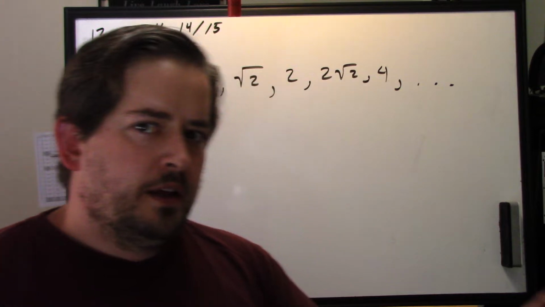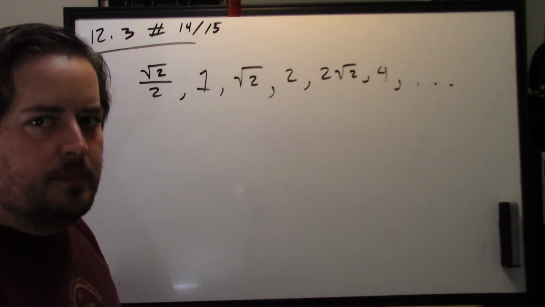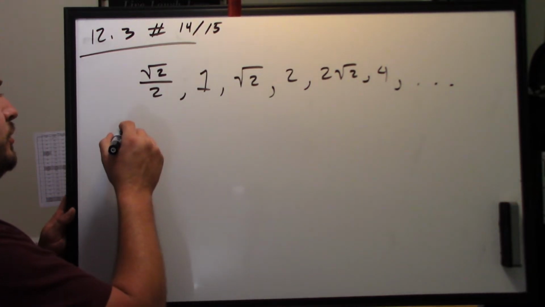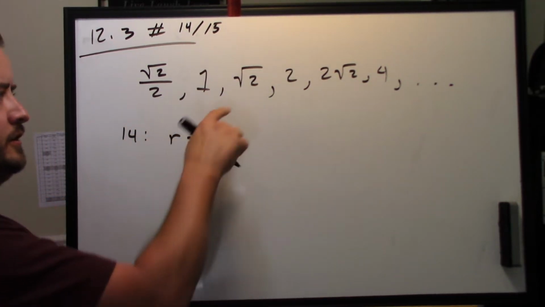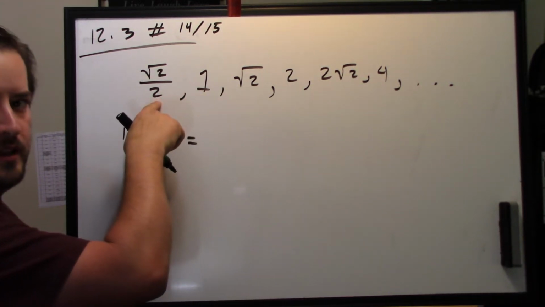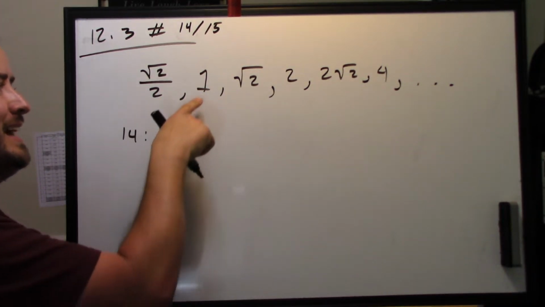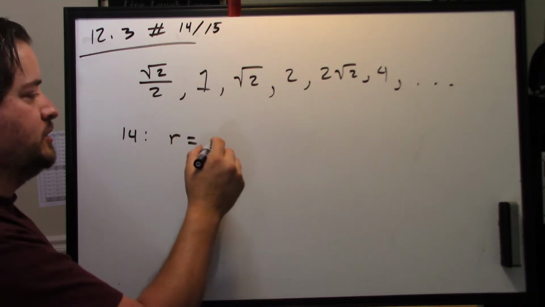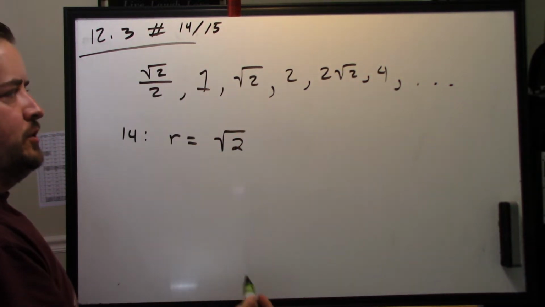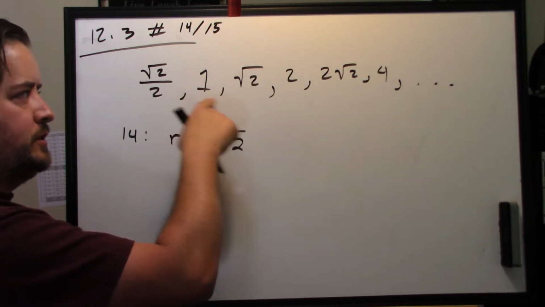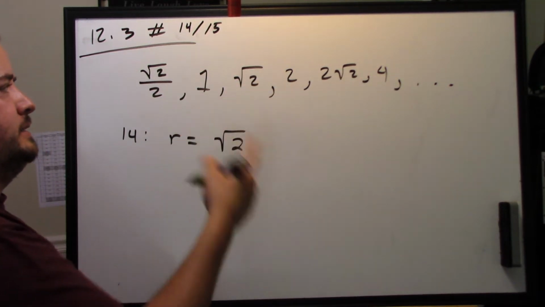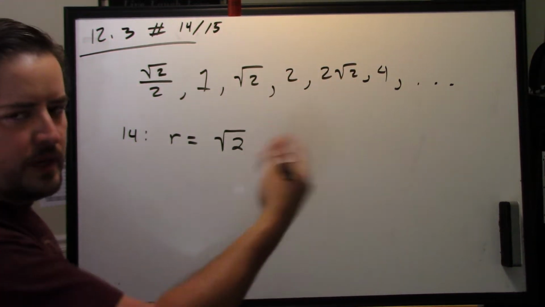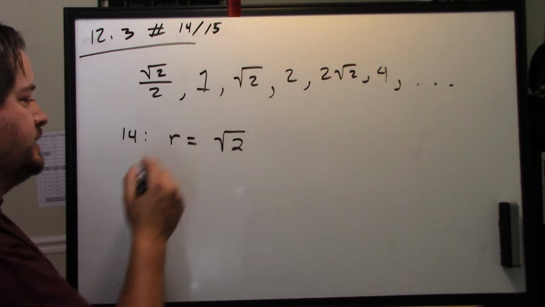We're looking for number 14, we're looking for R, and then in number 15, we're looking for the general term, right? And so R is just the ratio of any particular term divided by the previous term. So I can think of this as, say, 1 over root 2 over 2, but I can also think of it as root 2 over 1, and that's just root 2. And I should get root 2 out of all of these. Root 2 over 1 is root 2. 2 over root 2 rationalizes to root 2. 2 root 2 over 2 is root 2. So it happens everywhere. So that's my R, and that's the answer to 14.